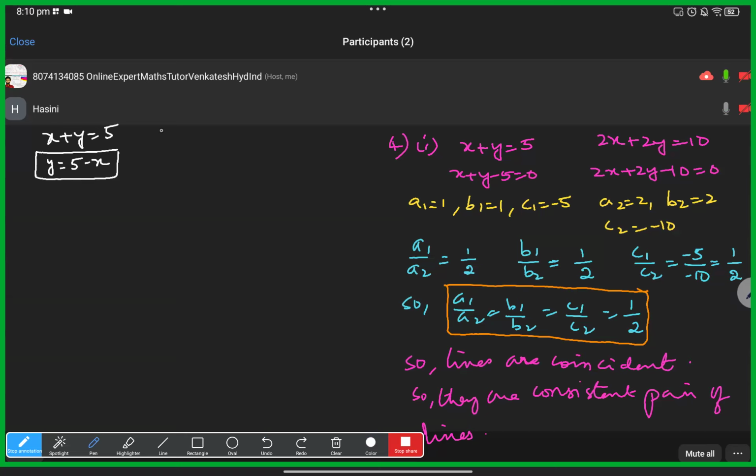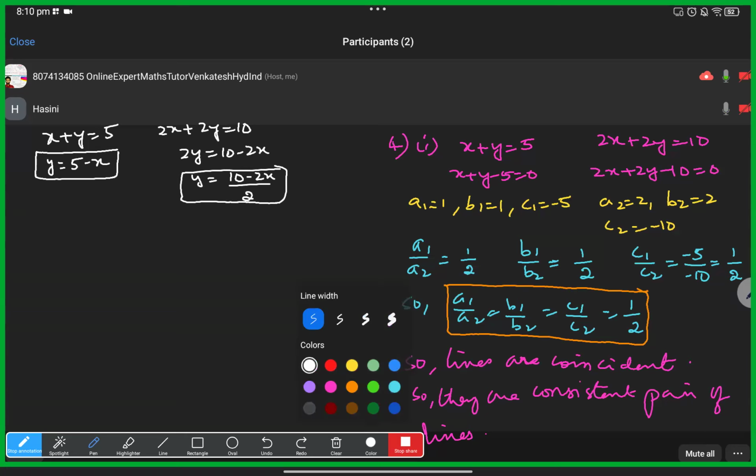2x plus 2y is equal to 10. So 2y is equal to 10 minus 2x. Y is equal to (10 minus 2x) by 2. Now we'll find some solutions, Hasni, for both of them.